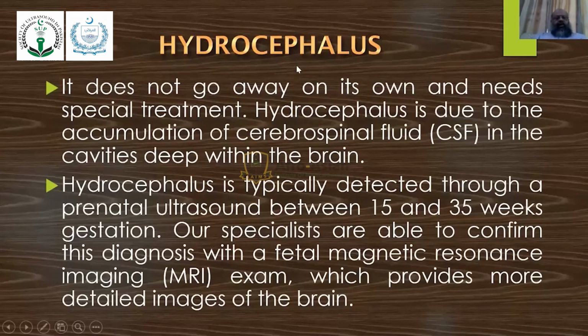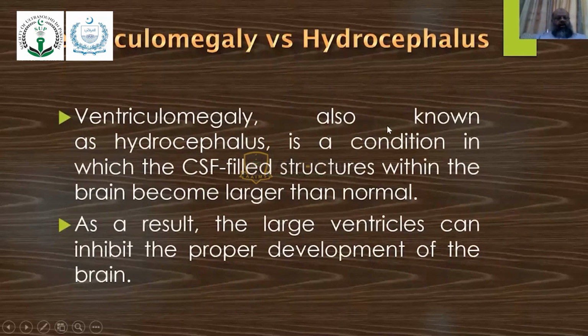The difference between ventriculomegaly and hydrocephalus. Ventriculomegaly, also known as hydrocephalus, is a condition in which the CSF-filled structures within the brain become larger than normal. As a result, the large ventricles can inhibit the proper development of the brain. So we will recommend the term ventriculomegaly must be preferred as compared to hydrocephalus.